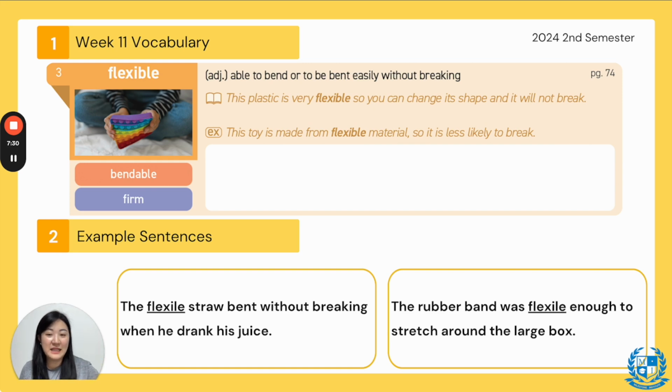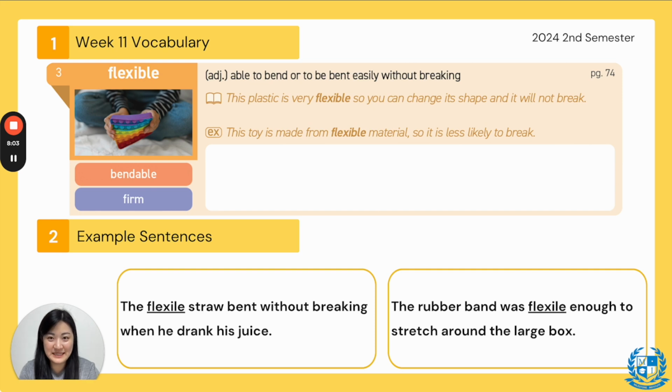But my cell phone, I cannot bend it. It is firm. So let's read what the sentence says. It says, this plastic is very flexible, so you can change its shape and it will not break. It kind of reminds me of one of those bendable and flexible rulers that some people have, right? We're able to bend the ruler. And it's made out of some kind of certain plastic too.